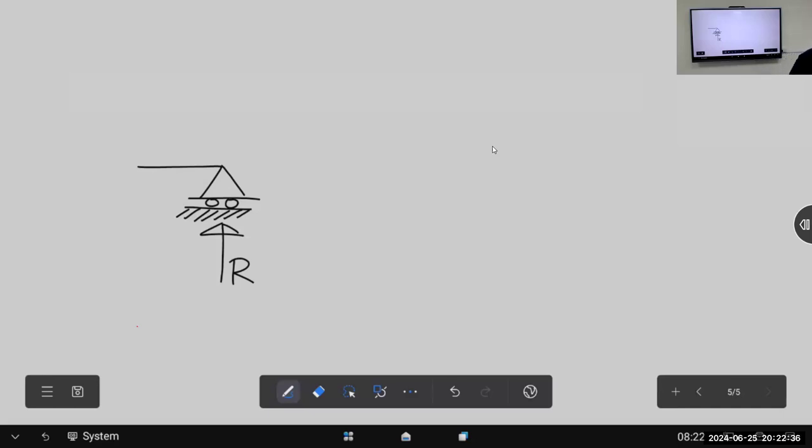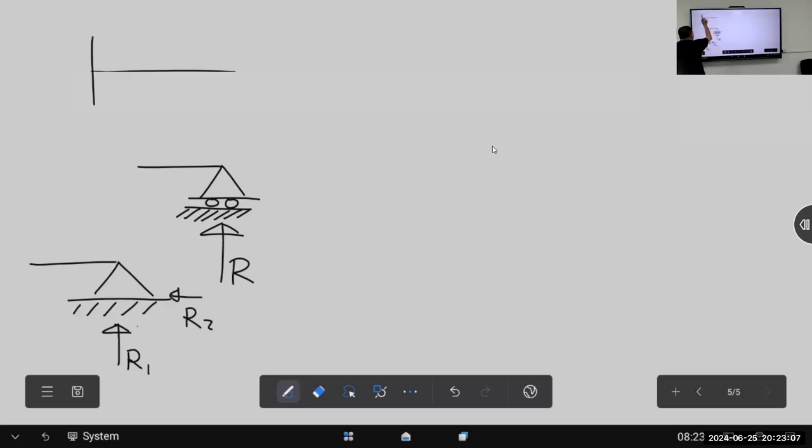Any roller support, one reaction. It's a standard. Hinged support is different. The indication is hinged. Hinged support, I want two reactions. Okay, fixed end support. Rigid, fixed end rigid. You have 1, 2, 3 reactions: two forces and a moment.